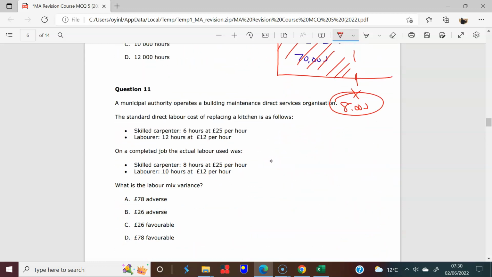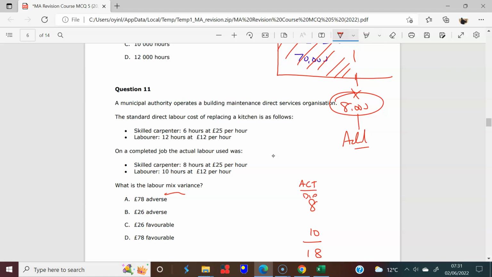So 8,000 is the actual number of hours, right? Actual number of hours worked. Okay, great stuff. So, key point here with mix, I highlighted this a lot during the class, was that you are interested in the actual number. It's just the mix you're interested in. So, what I always said to you was to do the actual job, 8 plus 10. You're making a kitchen. So, this is what you actually did.